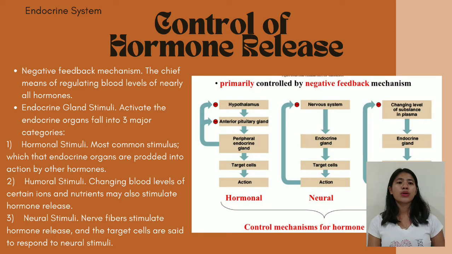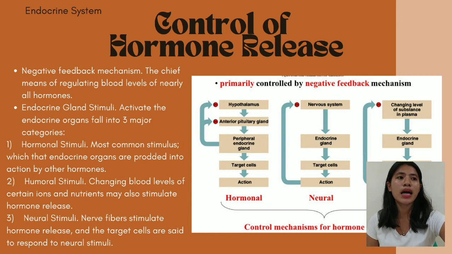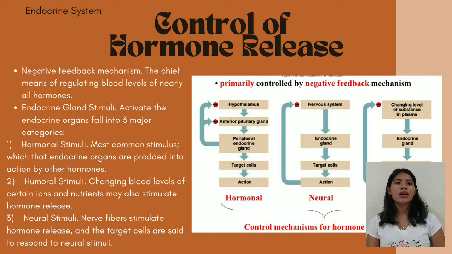So let's move on to the control of hormone release. So hormone production and release are primarily controlled by negative feedback. In negative feedback systems, a stimulus elicits the release of a substance. Once the substance reaches a certain level, it sends a signal that stops further release of the substance. So this negative feedback system releases a substance, and once it reaches a certain level, it sends signals to stop further release of the substance.